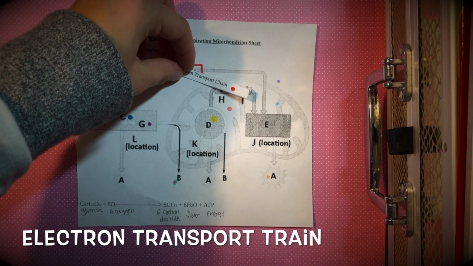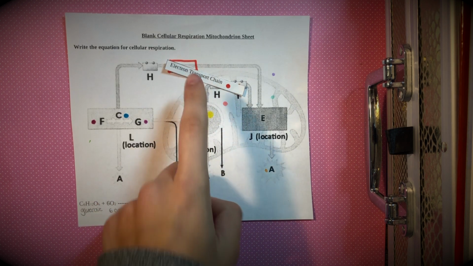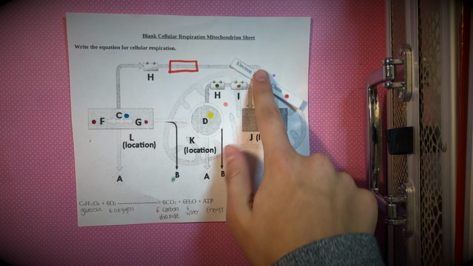The electron transport chain is located in the inner membrane of the mitochondria. This is where electrons are transported from one carrier to the next. Hydrogen ions are pumped across the inner membrane, which creates a high hydrogen ion concentration, which causes the ions to flow through a turbine to get the end result of a lot more ATP.